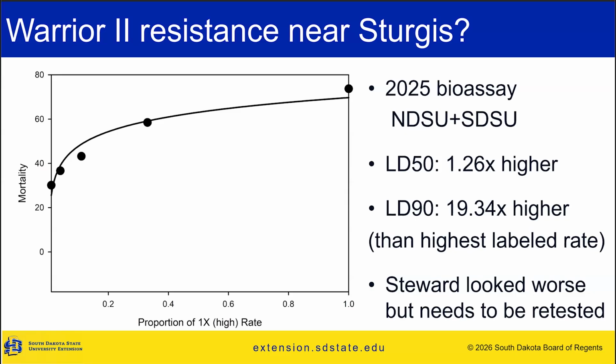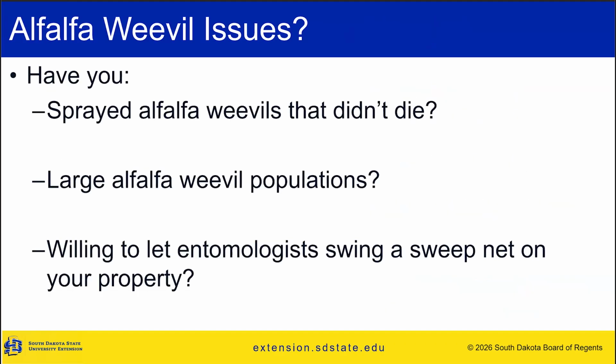Now, we also tested Steward out west, and at Sturge's location, it looked much worse, but we need to retest it because, unfortunately, the rates we are using, based on some previous research, we think were part of the issue. We never got up to a 1x rate. And so it's really hard to say that you have a resistance issue when you're at a 10% rate of what you should be spraying. So we can't say too much on that yet, but for Warrior 2, the lambda-cyhalothrin, things are potentially not looking great for us in the future.